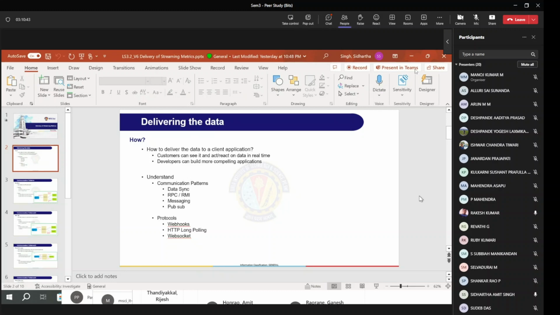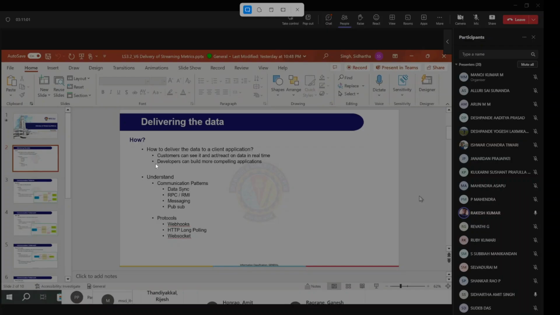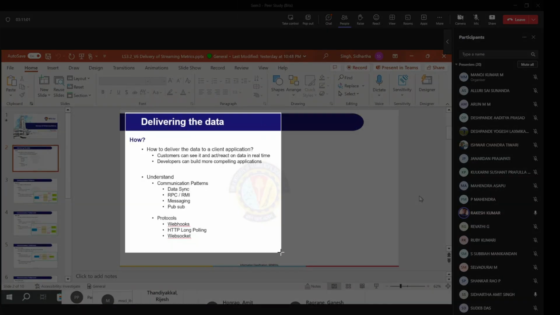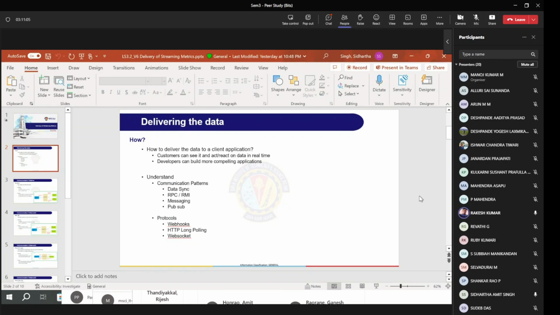What's better? Communication mechanism, delivering the data. Okay, so this could be a communication pattern, and I don't know.